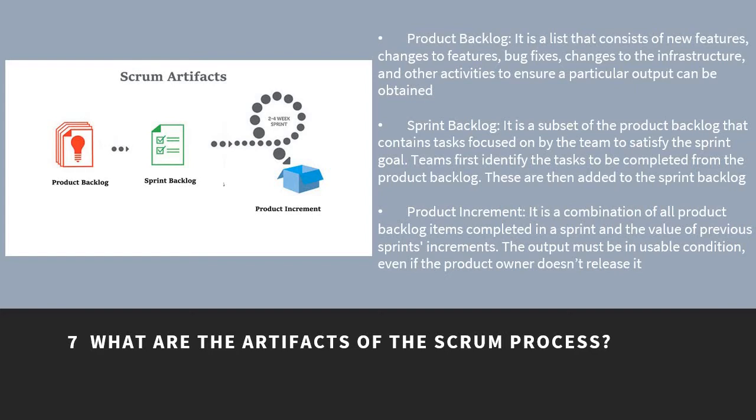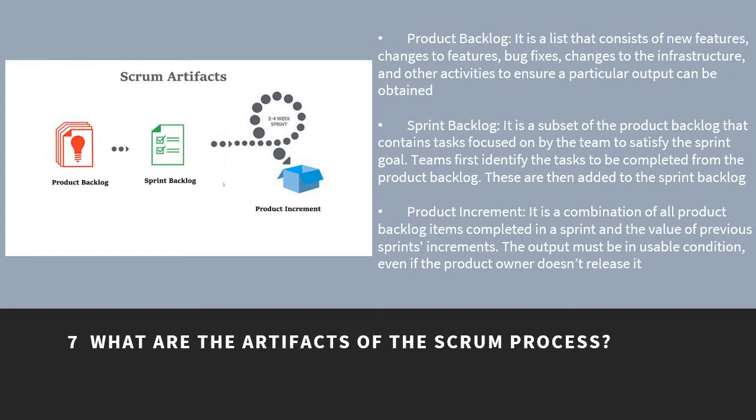What are the artifacts of the Scrum process? The 3 artifacts are product backlog, sprint backlog, and product increment. Product backlog is a list that consists of new features, changes to features, bug fixes, changes to the infrastructure, and other activities to ensure a particular output can be obtained.